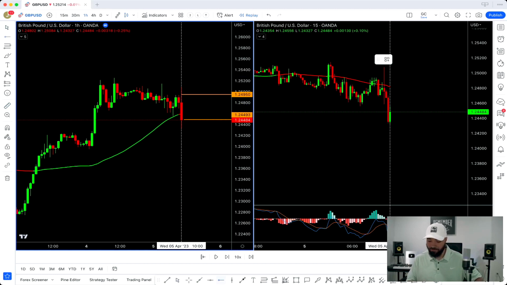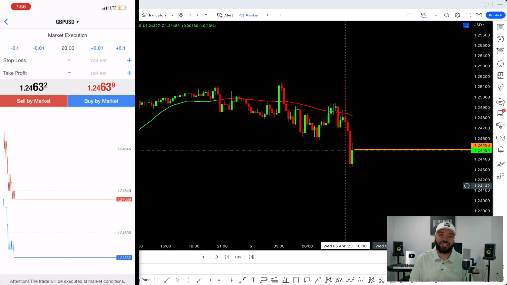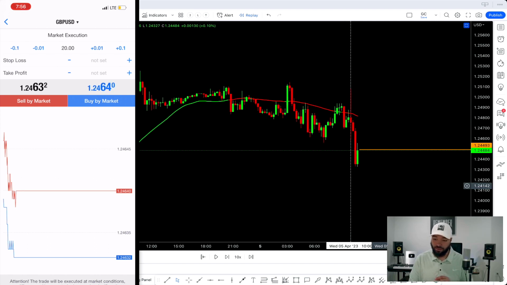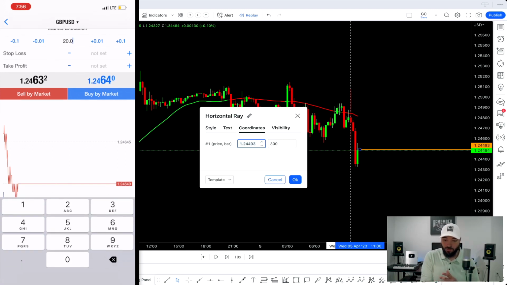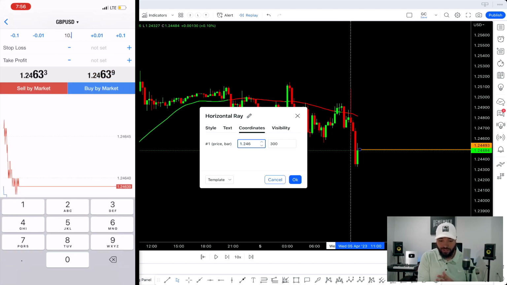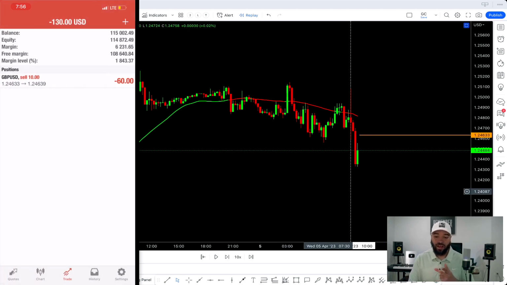Let me bring this up. All right. Here's the 15-minute chart. I got in at 246.33. That was my entry. That's the yellow line right there. 246.33. Let's put that in there. 246.33. Bam. That was my entry. So I waited for the pullback.